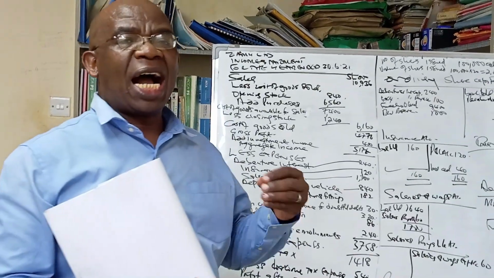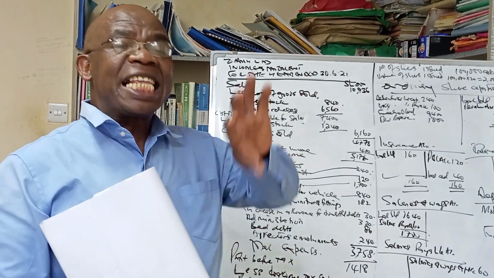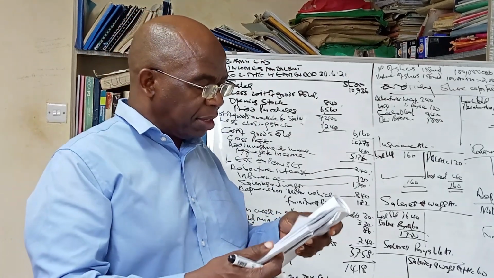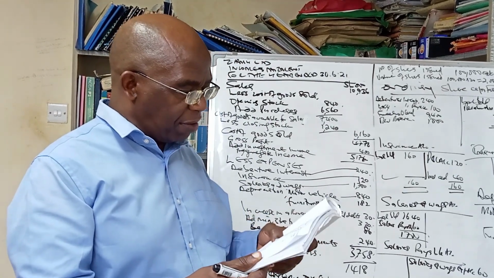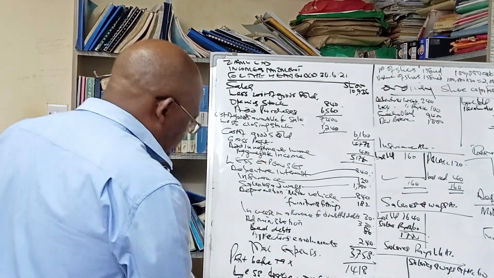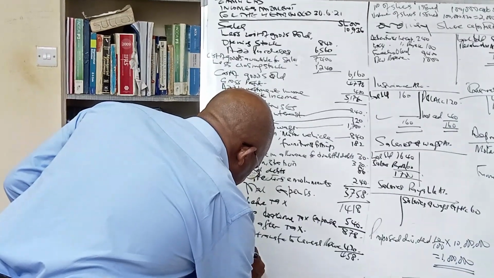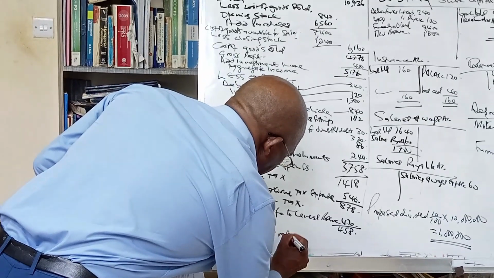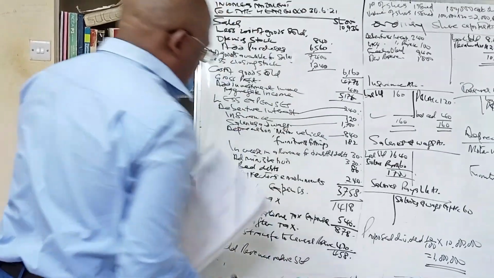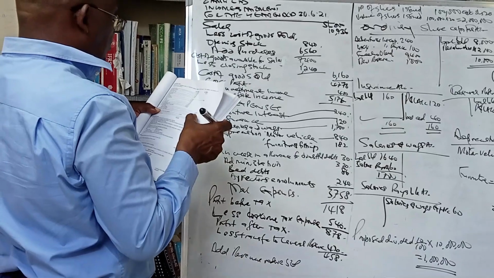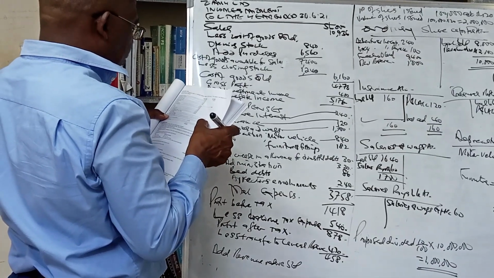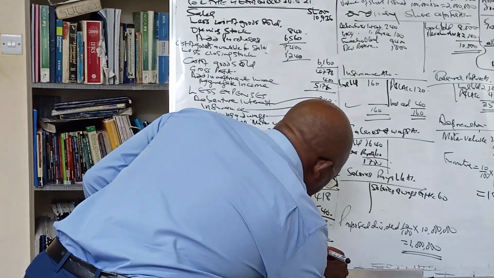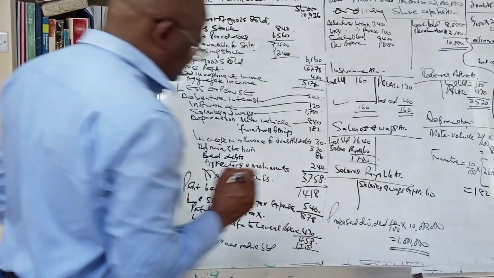And therefore, we add the retained earnings retained in the previous years. So we add the revenue reserve brought down. Whatever was brought down at the beginning of the year, which is 1,500 from the trial balance. We add 1,500 so that we have enough to pay dividends.